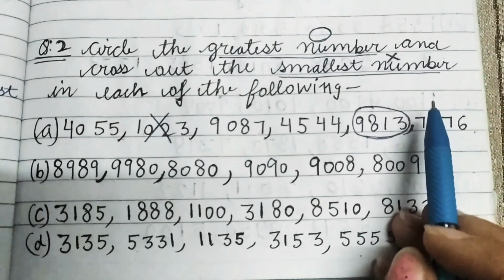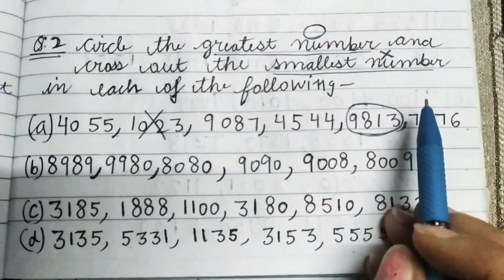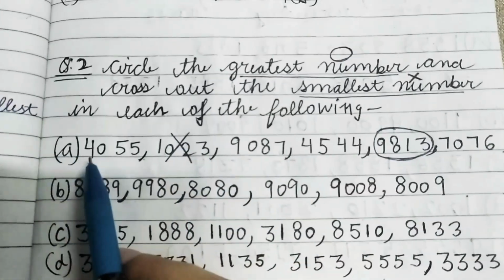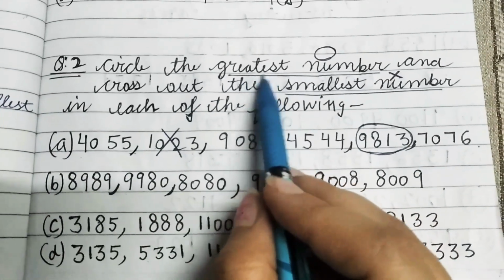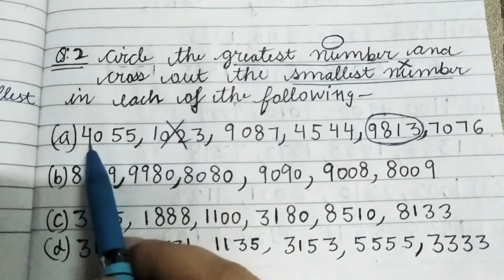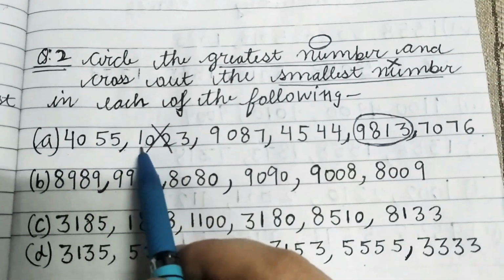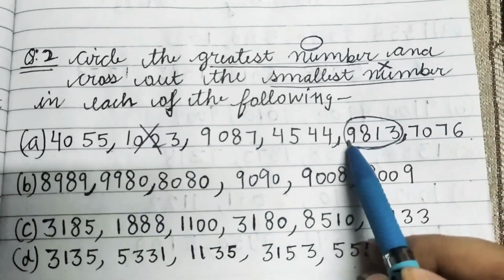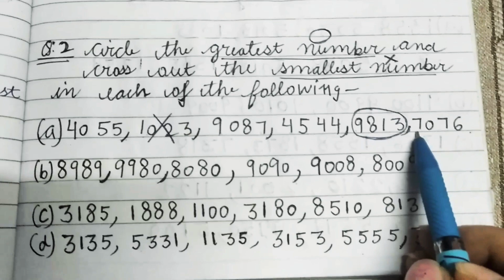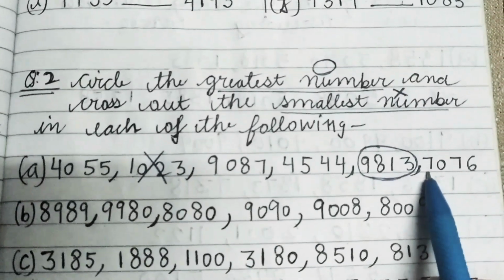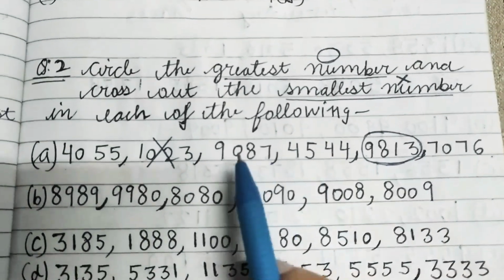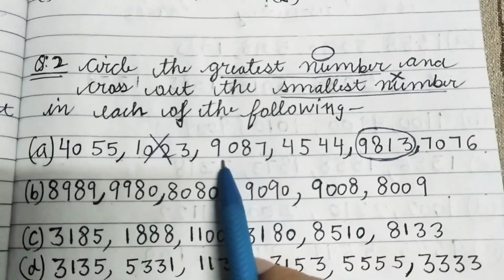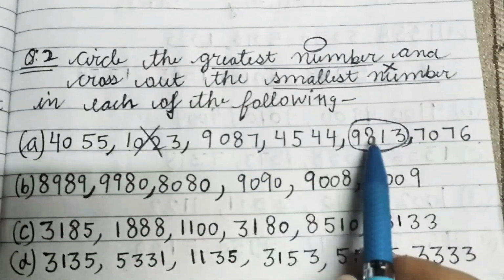Now, the second rule is that you have to compare the first digit from the extreme left in each number. Here this is 4. First locate the greatest number. Here there is 4. Here it is 1, 9, 4. Then again it is 9 over here. Then 7. Which is the largest 1-digit number? It is 9. So these two numbers are having 9 in the front place. So we will compare these two first.